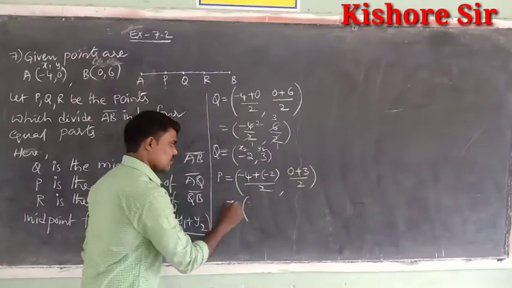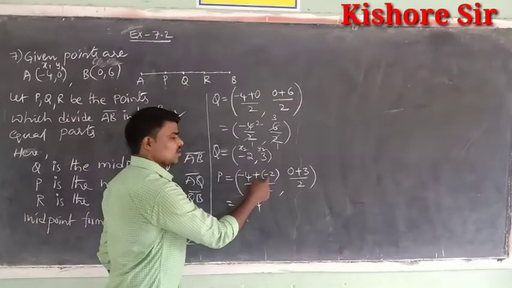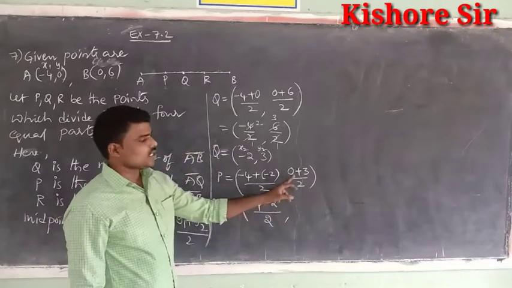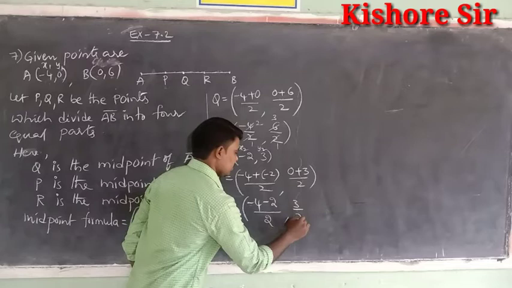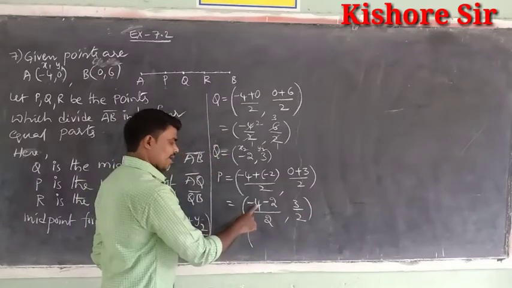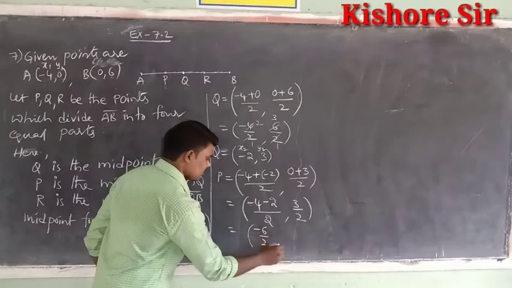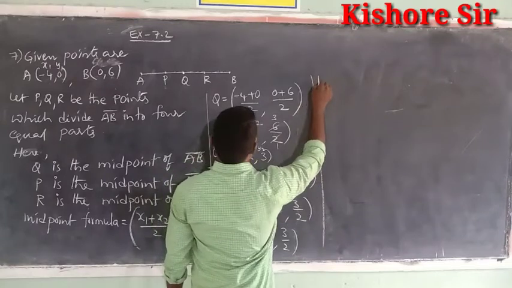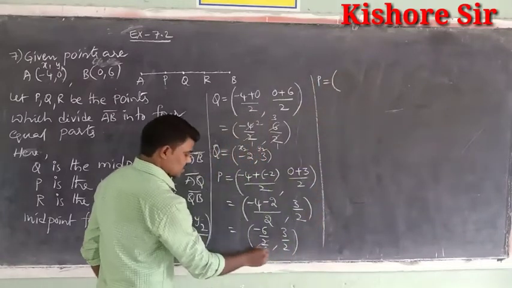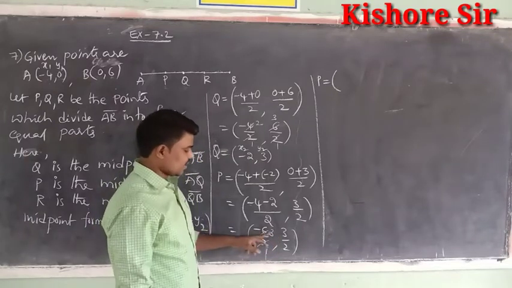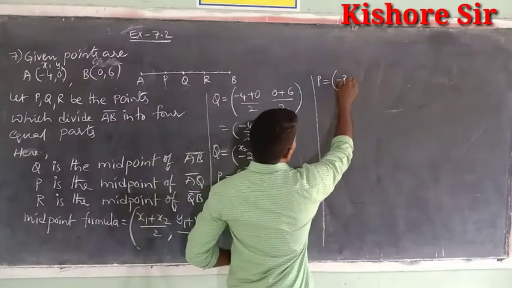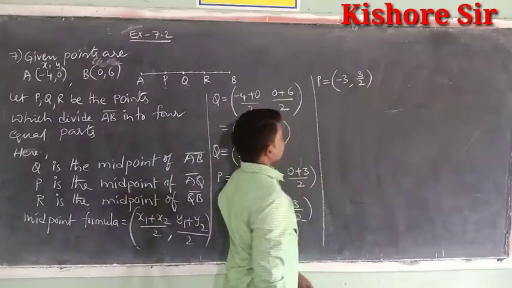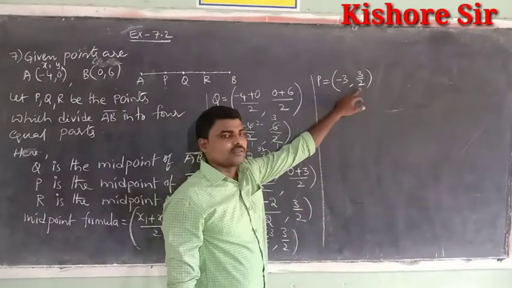That equals minus 4 plus minus 2, minus 6 by 2, comma 3 by 2. Two threes are 6, so minus 3 by 1, that is minus 3, comma 3 by 2. So the coordinates of the point P are minus 3 comma 3 by 2.